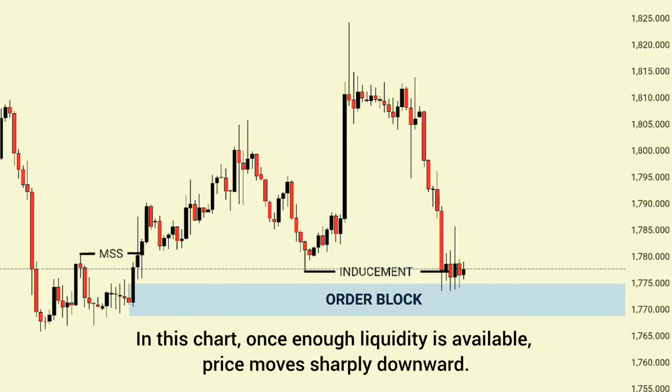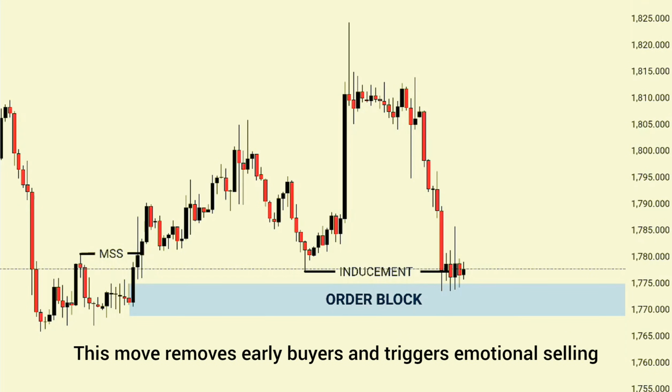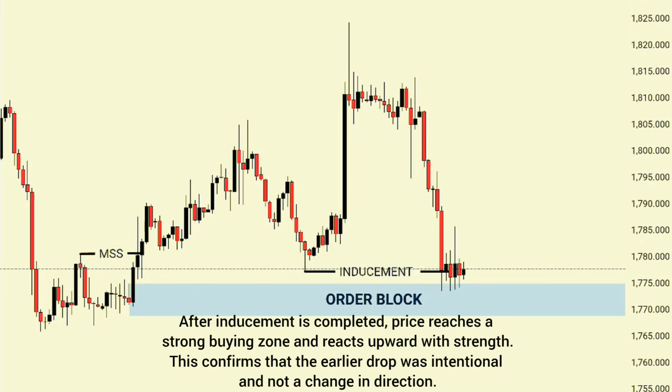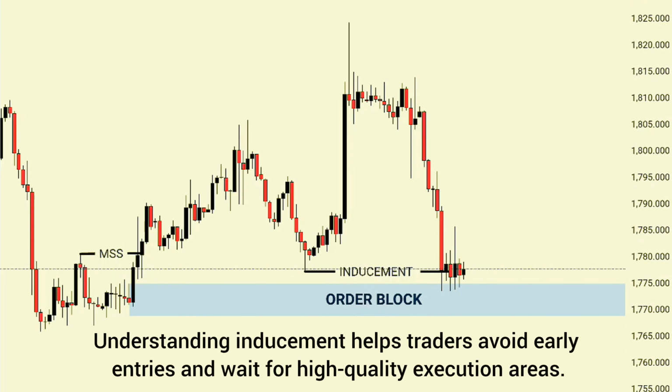In this chart, once enough liquidity is available, price moves sharply downward. This move removes early buyers and triggers emotional selling. Importantly, this drop does not invalidate the bullish structure. Instead, it serves as preparation for the real move. After inducement is completed, price reaches a strong buying zone and reacts upward with strength. This confirms that the earlier drop was intentional and not a change in direction. Understanding inducement helps traders avoid early entries and wait for high-quality execution areas.